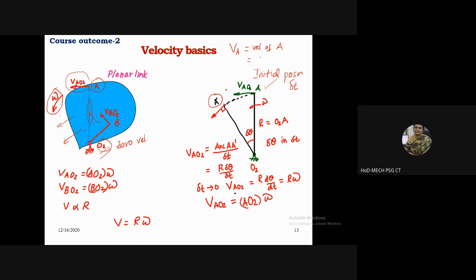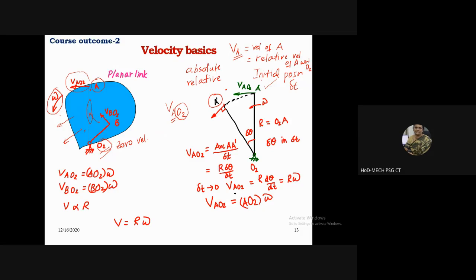Now this can also be called the relative velocity of A with respect to O2. What do I mean by that? If there is a single subscript, it means absolute velocity. If there are two subscripts, it's called relative velocity. We'll come to this again later on after I finish this. So when I say velocity of A O2, we need to read this as the relative velocity of A with respect to some other point. Here O2 is a fixed point. What is the velocity of O2? Velocity of O2 is 0. So velocity of A in relation to O2 is the same as velocity of A. Again, we'll come back to this later on.